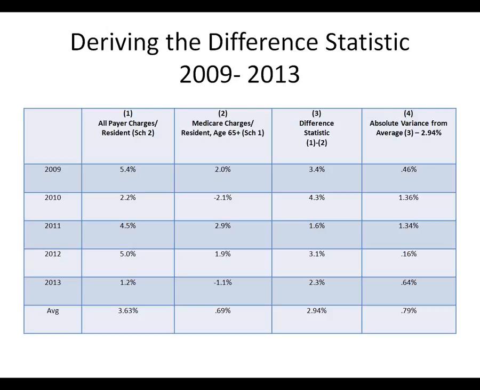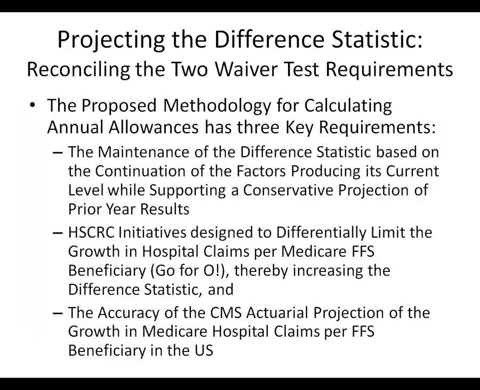And if that differential were to be maintained, meeting the two tests would be fairly easy. So let us go to page 10 because we want to understand why the statistic was at the level that it was over the last 5 years. We want to understand how the statistic will vary from one year to another, and how the projection of the statistic would be central to the calculation of the annual allowances.